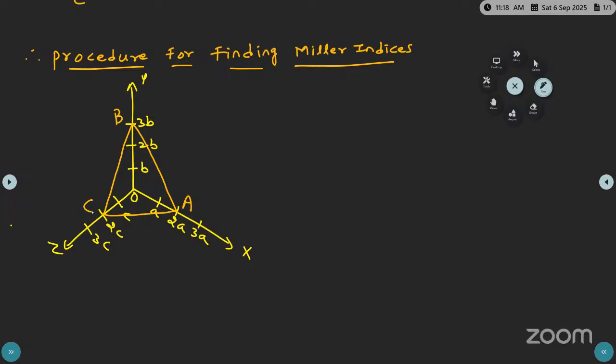Let these are TA comma QB comma RC, in open brackets. Right? Next point.